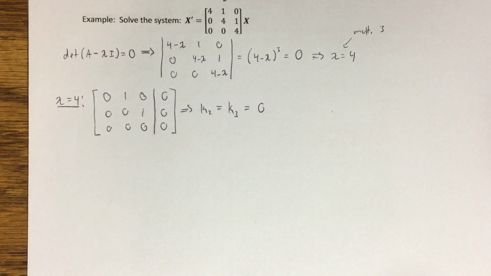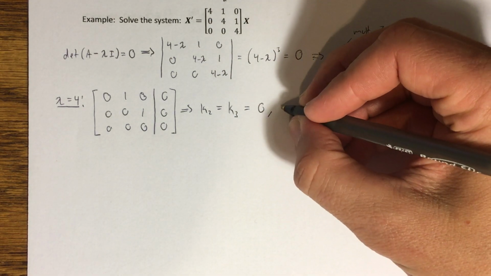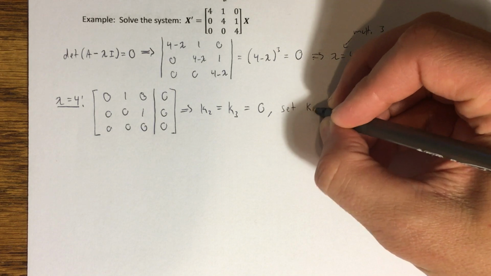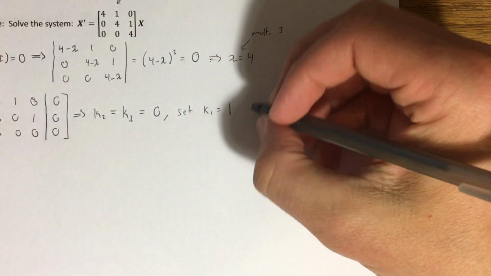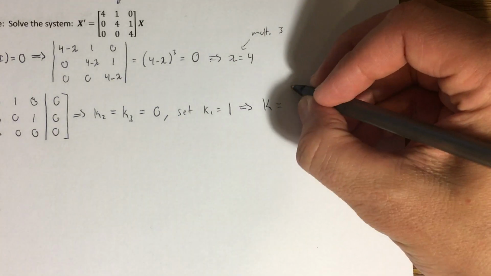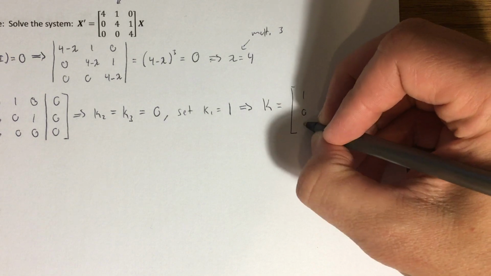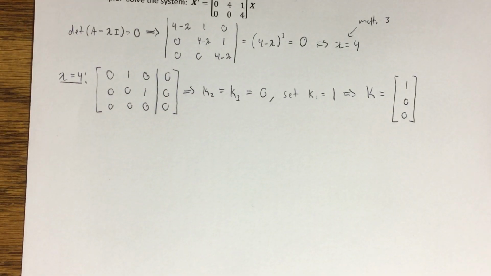K1 drops out of all of my equations. And what that means is that k1 is anything I want it to equal. So I can actually just set k1 equal to 1 to keep things simple. That means that the eigenvector that I'm looking for here is K equals (1, 0, 0). Okay? So that wasn't so bad.